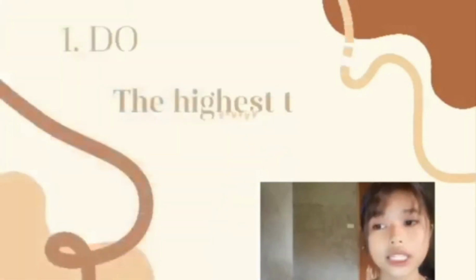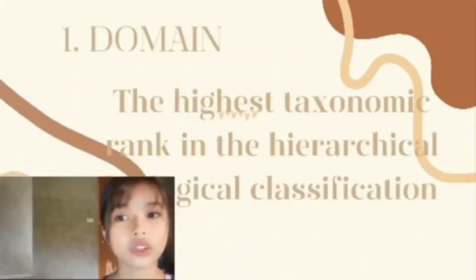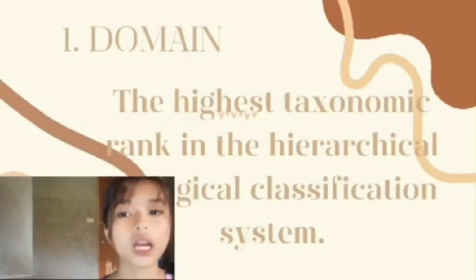So the first one is the domain, the highest taxonomic rank in the hierarchical biological classification system, above the kingdom level. There are 3 domains of life. We have the bacteria, archaea, and eukarya.